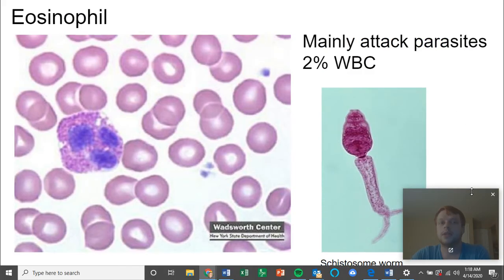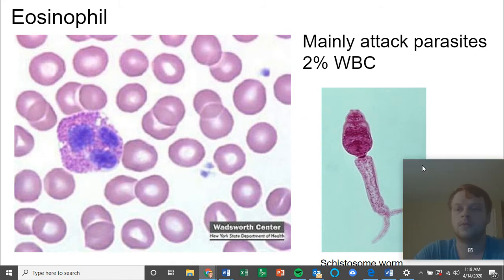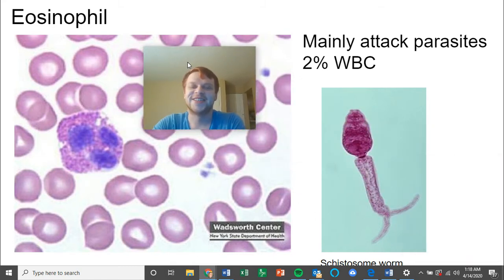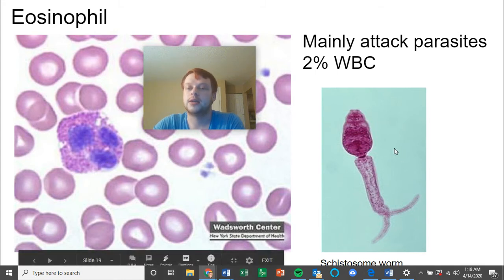Next up, we have the eosinophil. Sorry, I made that bigger for some reason. So eosinophils look like this over here on the left. Instead of having multi-lobed nuclei, they actually have multiple nuclei. And their main job is to attack parasites that get into your bloodstream. So they're much bigger because they have bigger things to tackle, right? This is a schistosome worm. That's something that an eosinophil might actually absorb.